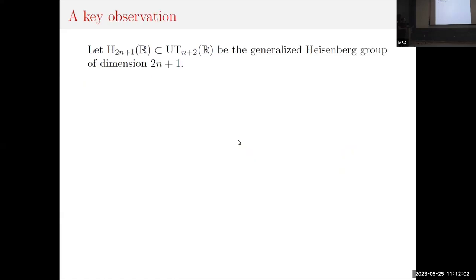All right. So the key observation is that there's a much smaller group that I can look at, and that's a generalized Heisenberg group. So the elements there are correlated.